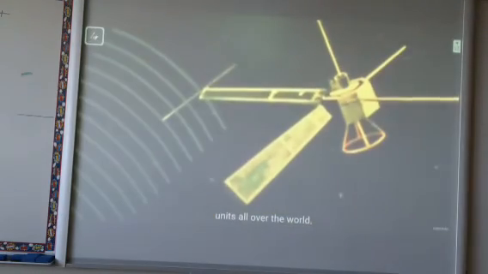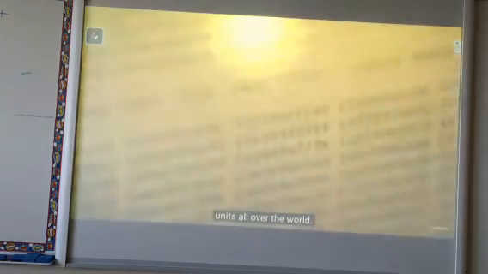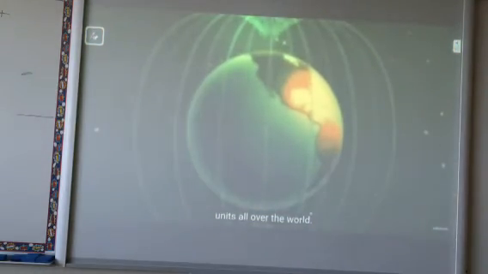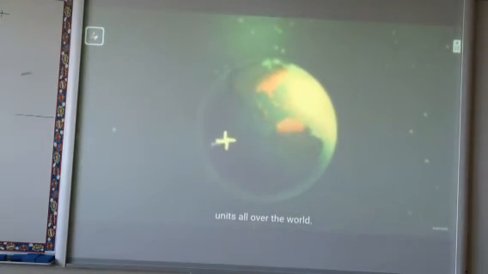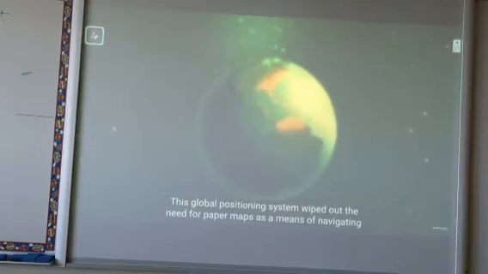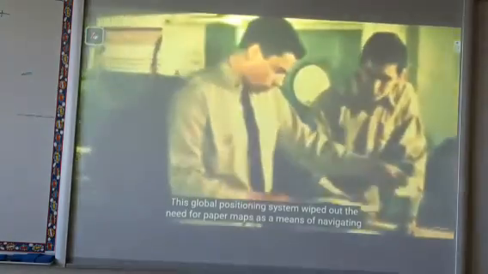Today, orbiting satellites of the Navy Navigation Satellite System provide round-the-clock, ultra-precise position fixes from space to units everywhere in any kind of weather. This global positioning system wiped out the need for paper maps as a means of navigating both the sea and the sky.